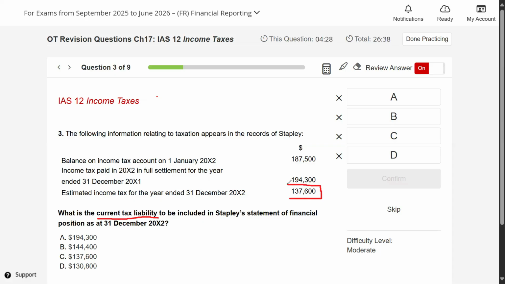This is something which is estimated for the year, and it will not be paid this year. It will be paid next year. So that becomes the current tax liability. The other complications are for the profit and loss working. So that is your answer.